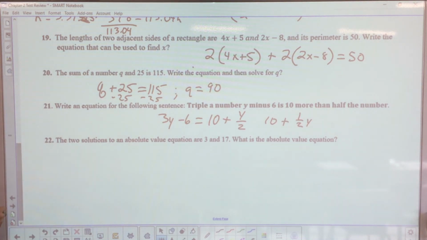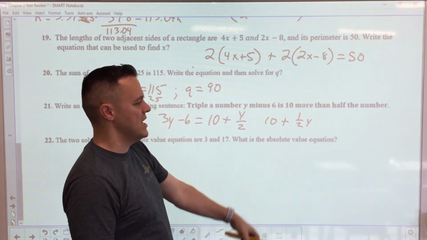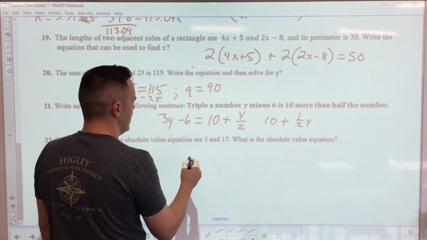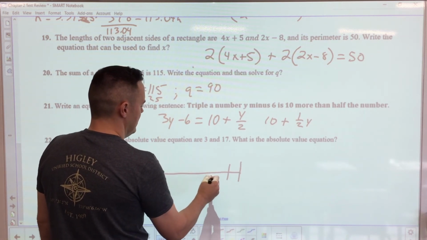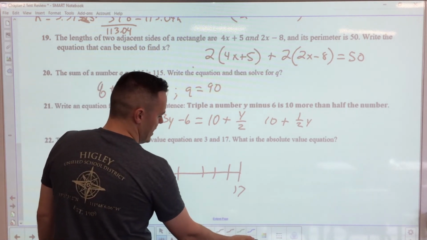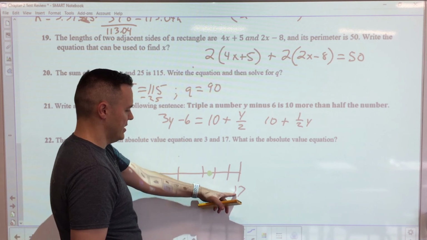Okay? Last but certainly not least, 2 solutions to an absolute value equation are 3 and 17. What is the absolute value equation? Remember, we had talked about this in class. So what you want to do is, on a number line, you have your point 17 and you have your point 3. And you're trying to find the point in the middle somewhere around here. So you got to cut this in half.